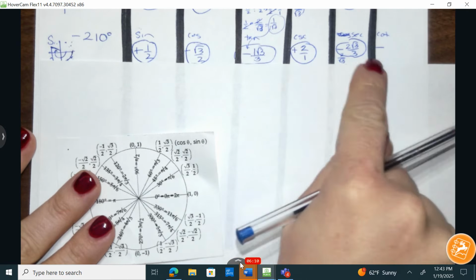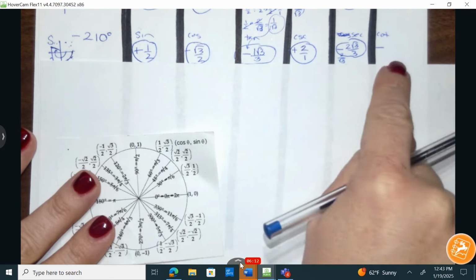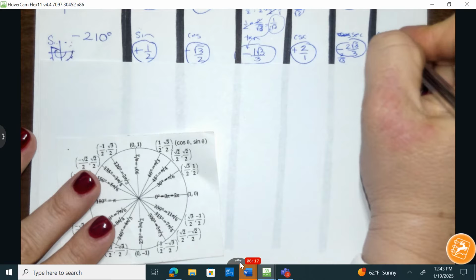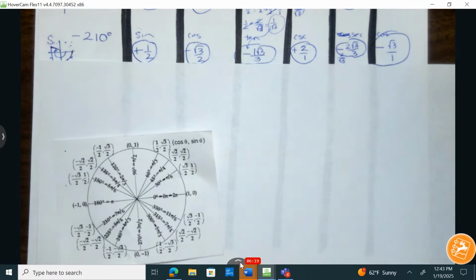What is the reciprocal of the tangent? You can see it has the same sign, and if I take this original value and I take the reciprocal, it would be the square root of 3 over 1.